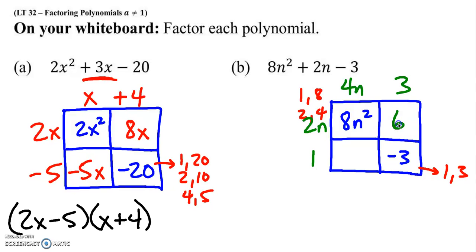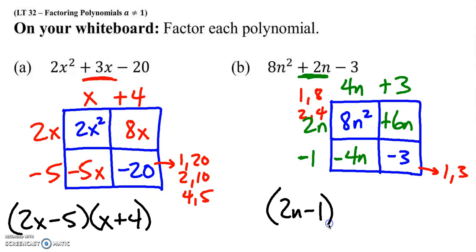2n times 3 is 6n. I think I lucked into this one. I think I got this one first try. 4n times 1 is 4n. I know one of the signs has to be negative, and the one I need to make positive 2n would be negative 4. Positive 6 and negative 4 must be a negative 1 and a plus 3. I got lucky twice there, Panthers. I think we're looking at 2n minus 1 times 4n plus 3.